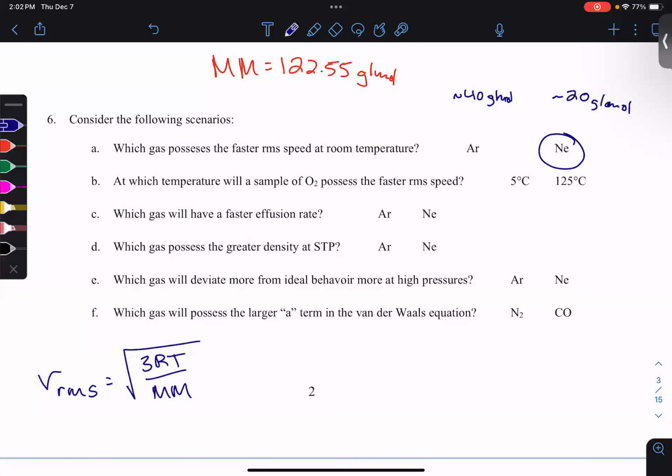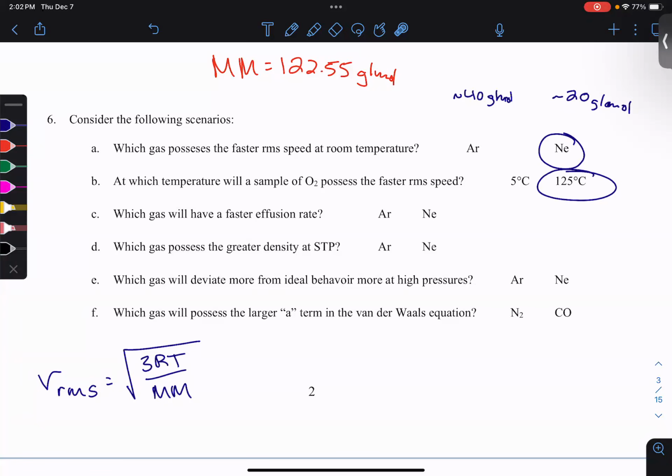All right, so at which temperature will a sample of oxygen gas, so same substance, possess the faster root mean square speed? Cold or hot? Hot, yes. And again, both of these questions just came from the equation itself.